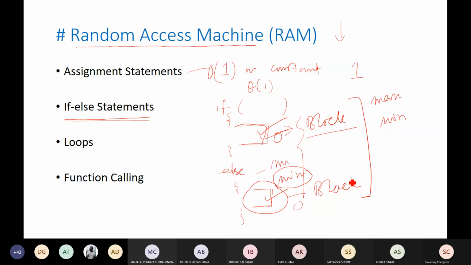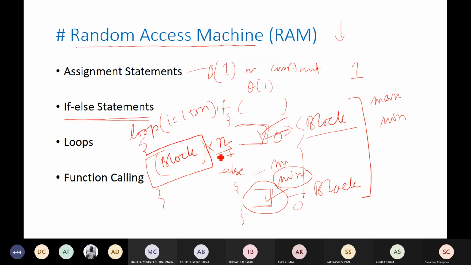Next, loop. If your algorithm contains any loop, then the time complexity of the loop will be the time complexity of the block multiplied by the number of executions of the loop. So if I write a for loop, the time complexity of the whole block will be the time complexity of this block multiplied by n, the number of executions. So that will be the total time complexity of the loop.